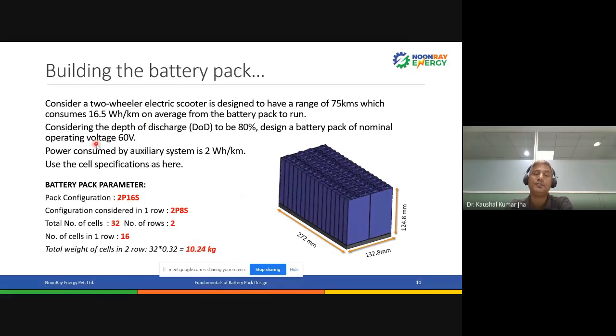Now, what is the voltage? 60 volt. If I divide 60 by 3.65, it comes approximately 16. So how many cells do we need to keep in series? 16 in series. How many cells do we need in parallel? We divide the total energy, 18.5 into 75 divided by 0.8, and then further divide by 60, it will come to around 30 Ah.